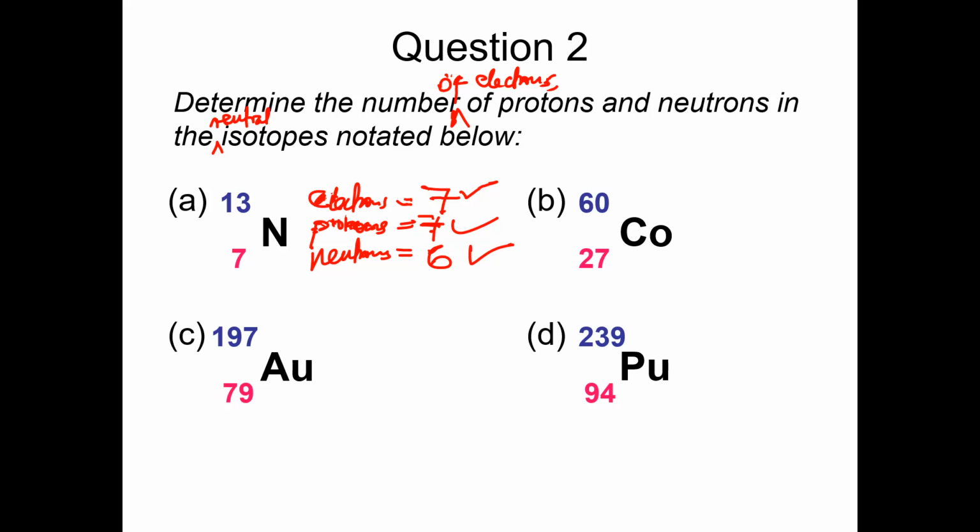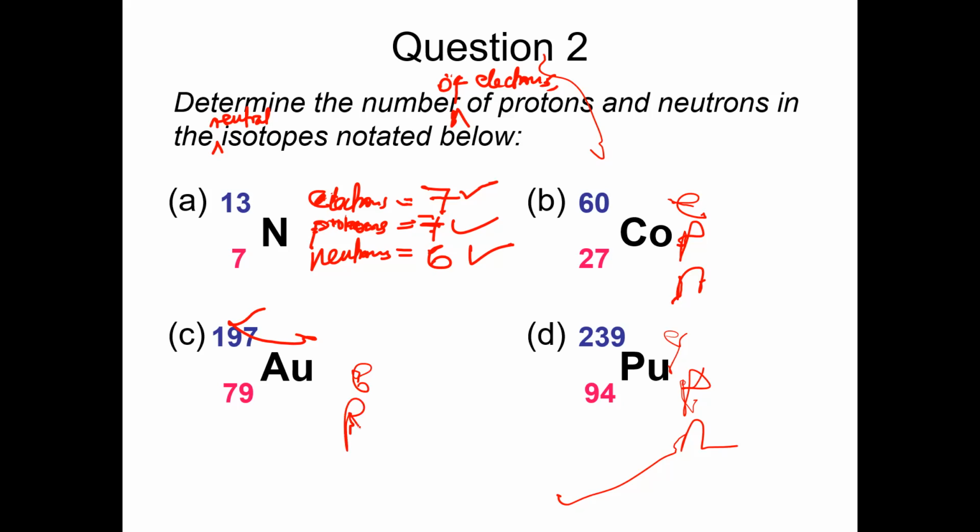Yes, what have you got? Electrons, protons, and then neutrons. Electrons, protons, neutrons. Then electrons, protons, and then neutrons.